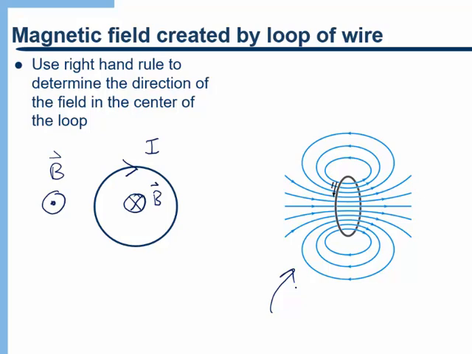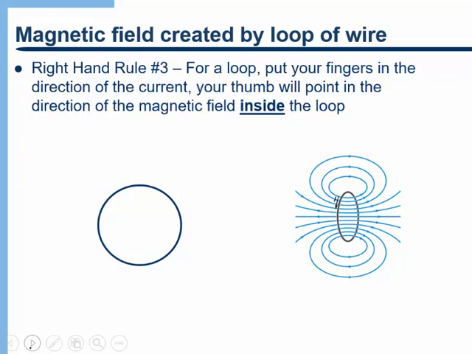Now, it turns out that in the next chapter, loops are going to be really important. And so we want a quick way to figure out the direction of the magnetic field inside a loop. And so the way we do that is what we call right-hand rule number 3. And that is, we now flip what we do with our fingers and our thumbs. So let's say that we've got a current that's going this way in this wire.